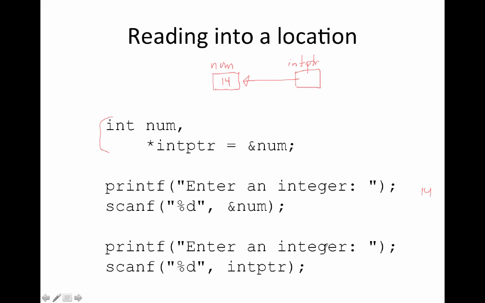Now, if I said enter an integer again, and this time the user enters a 33, and this time I'm saying we're going to store it in int pointer. So that means that since int pointer stores the address of num, we're putting it in that same location. So again, the address of num and int pointer refer to the same thing, the location of that variable. And by passing the location to the scanf, it's telling the scanf function to put whatever the user has entered into that location. So again, we could say that is either the address of num or int pointer. They both mean the same thing.